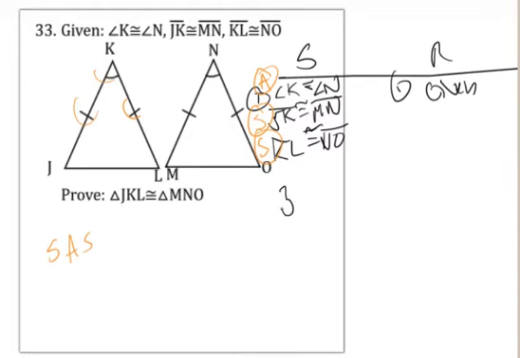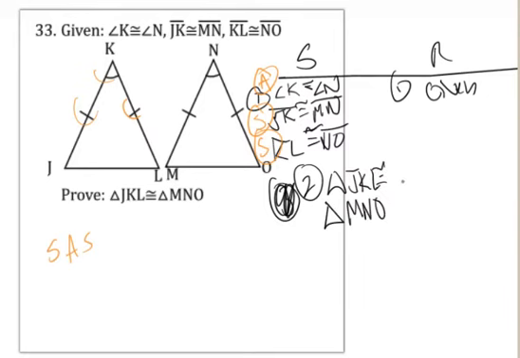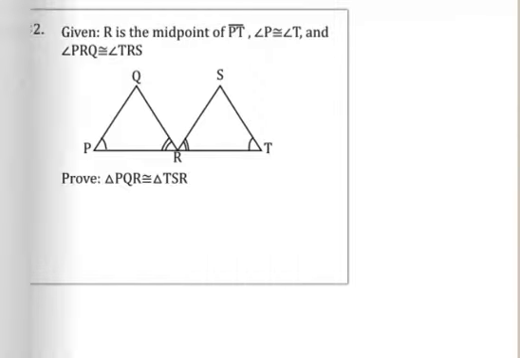I go straight to step 2 and just tell you: triangle JKL is congruent to triangle MNO. You want to know why? Because of side, angle, side. I'm done. Two steps. They gave me everything. All I had to recognize was the side, angle, side. Next.